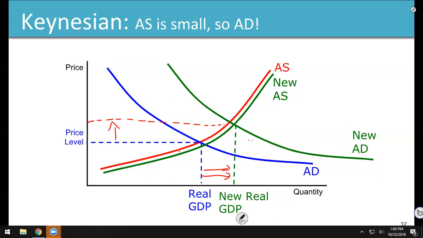They do this to recover the economy. If the economy's slowing down, this is how they speed it up. The economy's slowing down because people are losing their jobs, so they're going to try to turn it around that way.